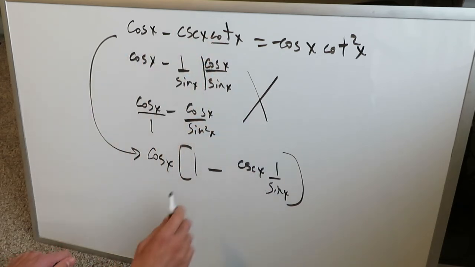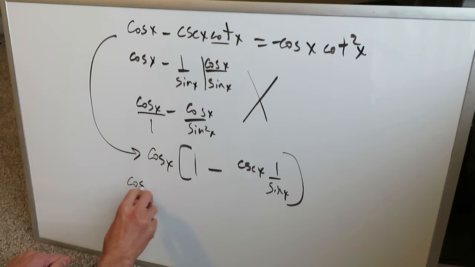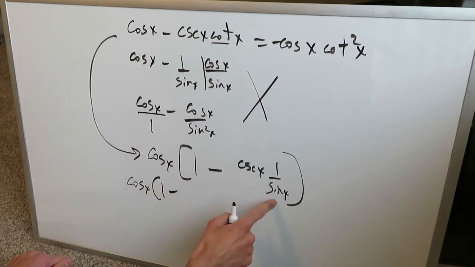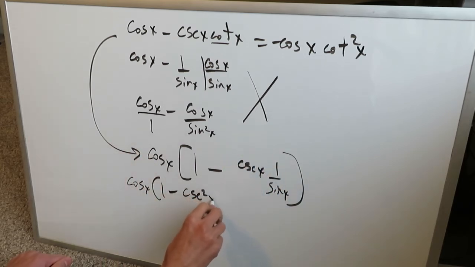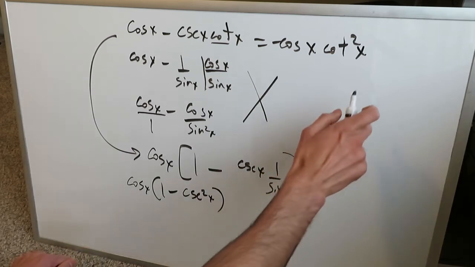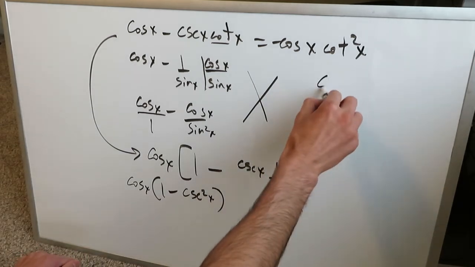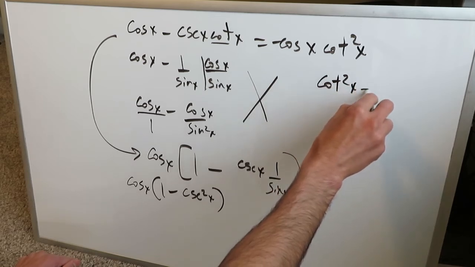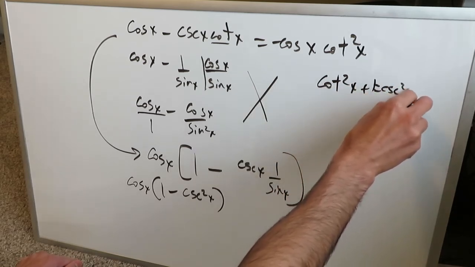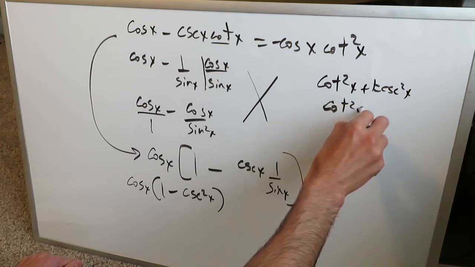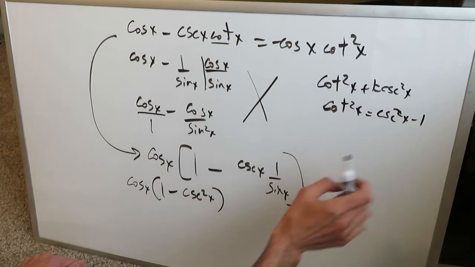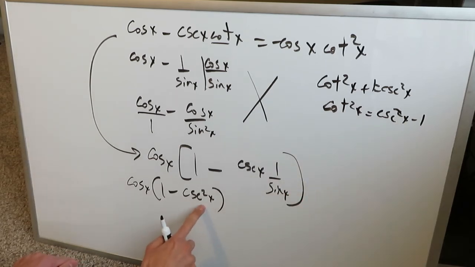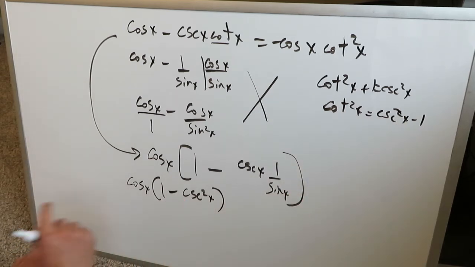Now, look over here, you can rewrite this. 1 over sine x is the same thing as saying cosecant x, but cosecant x will multiply by itself and you get cosecant square x. And now you have to think back to this trigonometric identity, the Pythagorean identity: cotangent square x plus 1 is equal to cosecant square x. So cotangent square x is equal to cosecant square x minus 1. And that's what we see over here, cosecant square x minus 1, right?